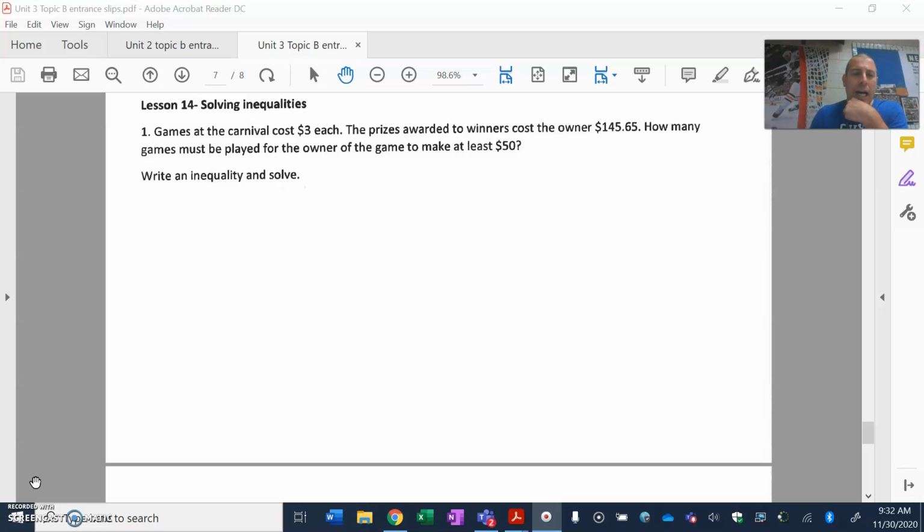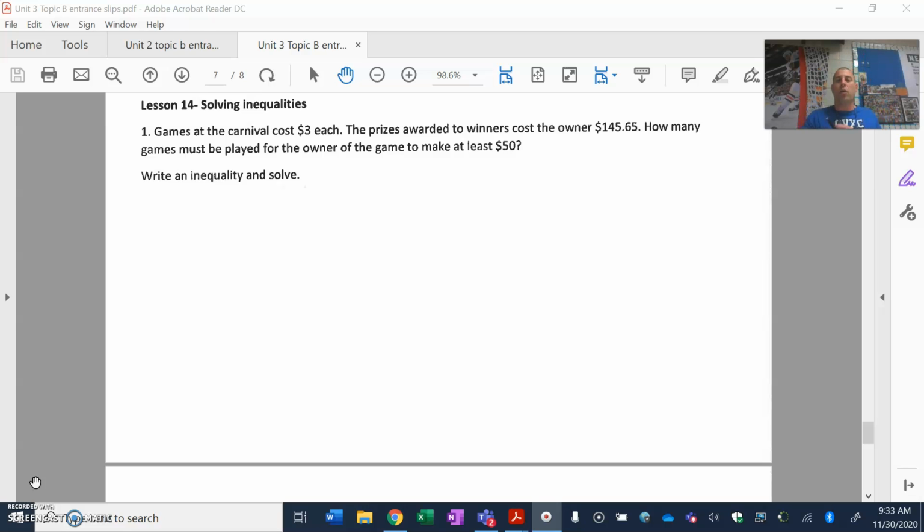All right, so here we go. We got games at a carnival. They're costing $3 each. Prizes awarded to winners cost the owner $145.65. How many games must be played for the owner of the game to make at least $50?